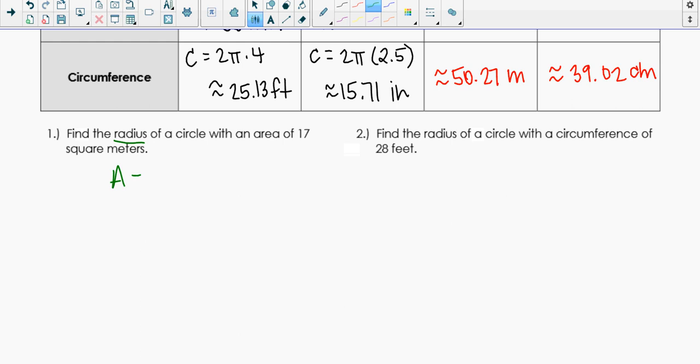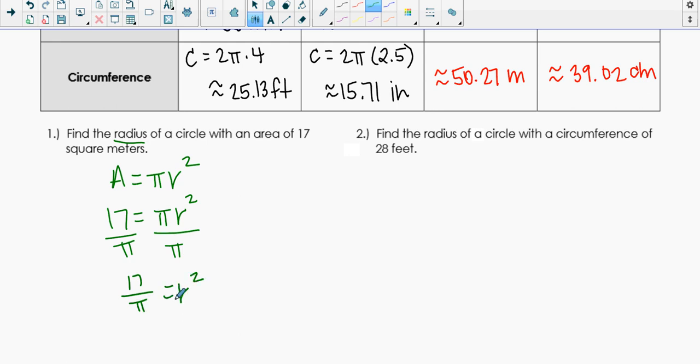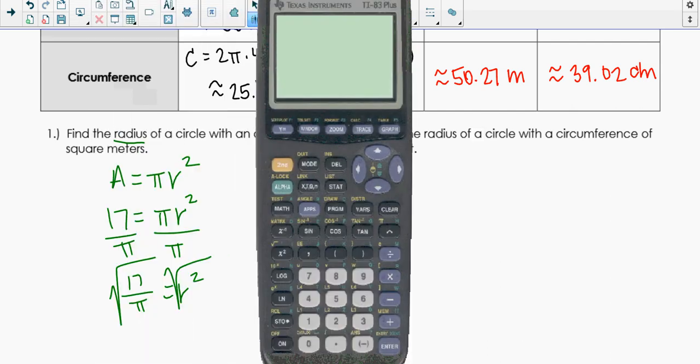So remember, area is pi r squared. So area is 17 here, and that equals pi r squared. We're going to divide by pi. So you get 17 over pi equals r squared. And then you're going to square root both sides. Please be careful how you put this in. So this is what you should be putting into your calculator.